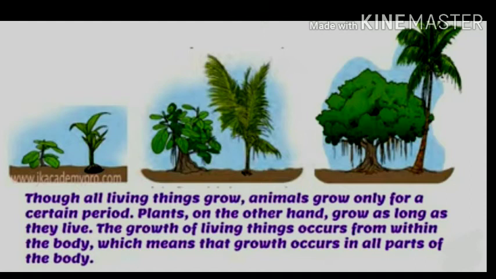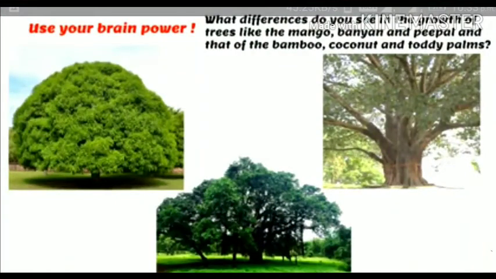The growth of living things occurs from within the body, which means that growth occurs in all parts of the body. Now, look at the pictures of a mango tree, banyan tree and peepal tree. So, what special features can you see in these three pictures? Let's see. They can grow big, wide and they have spread out. Spread out means many branches and sub-branches are given out. This increases canopy. Now here canopy means cover.